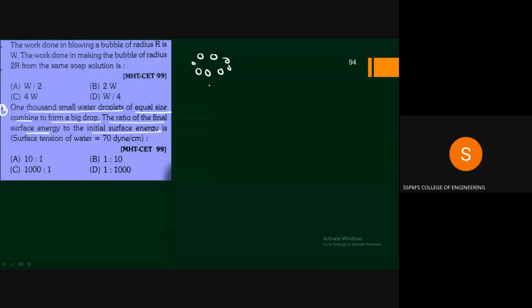Okay. So here, what we have, n is equal to 1000. So it is converted into one bigger drop like this. Okay. So what is the ratio of surface energy, that is the new surface energy, to the initial surface energy? So this is the final surface energy. Let us assume this as EF, and this is the initial surface energy, so it is EI.